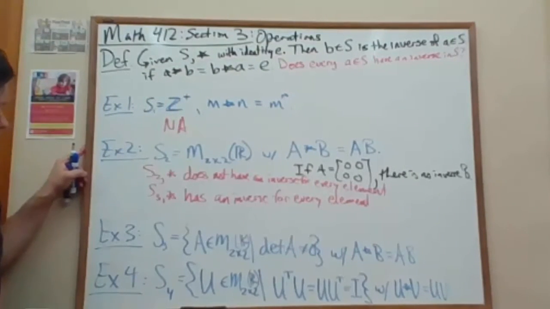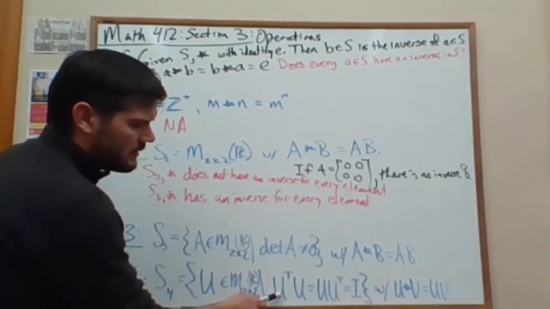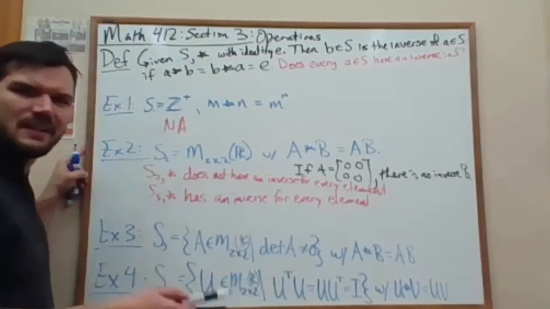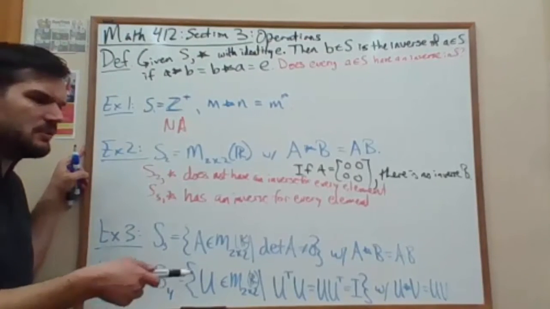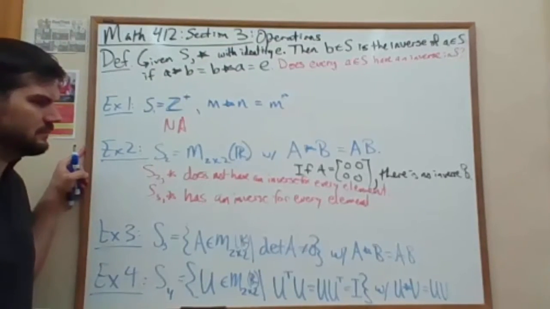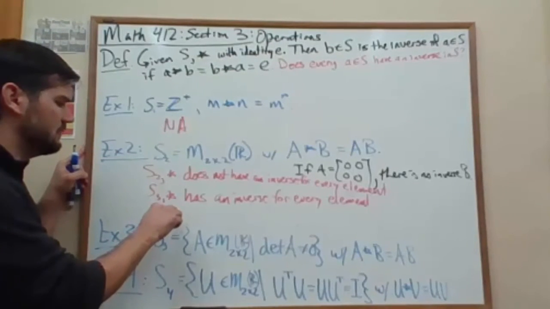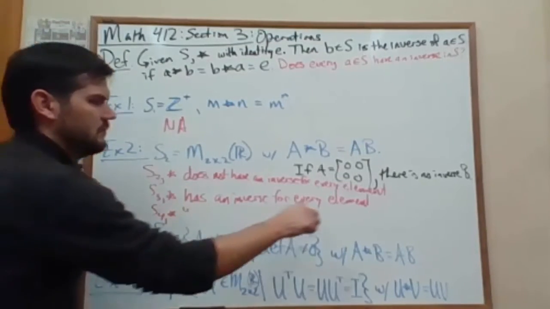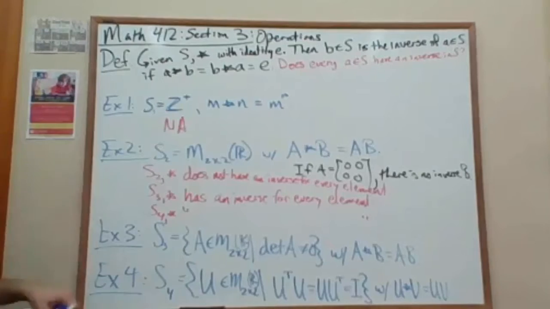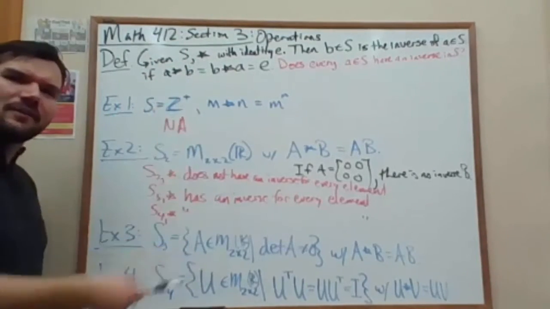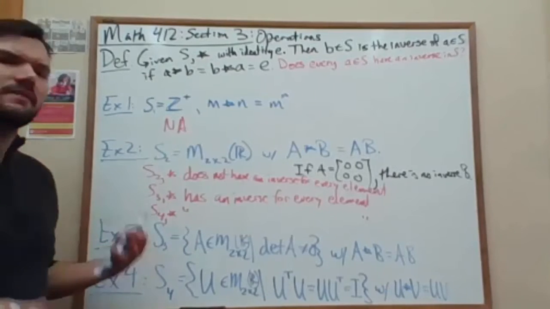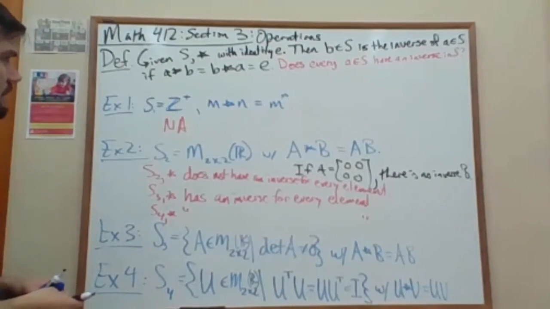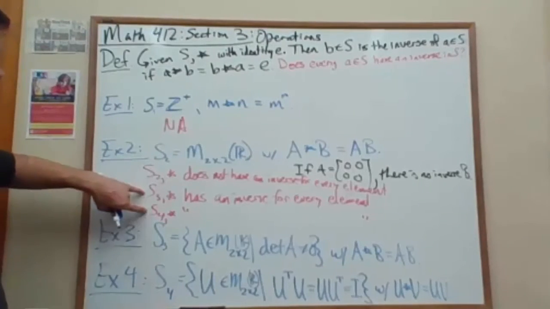And then what about S4? S4 is a set of unitary, or real orthogonal in this case, matrices. Well, it's a set of all matrices whose transpose is their own inverse. So the matrices are all invertible. So yes, S4 with star has an inverse for every element. As you can see, we're moving down the line, right? Each of these examples is failing at different levels so far. So now we're down to S3 and S4.